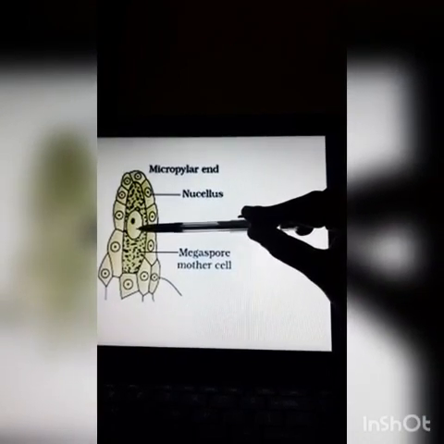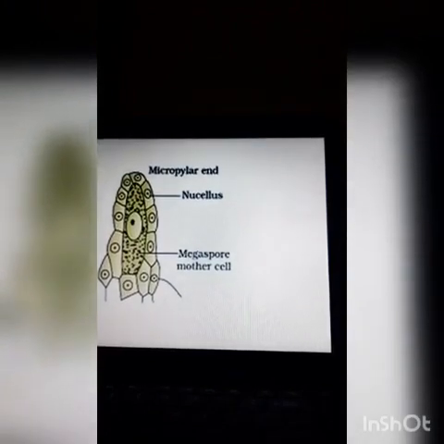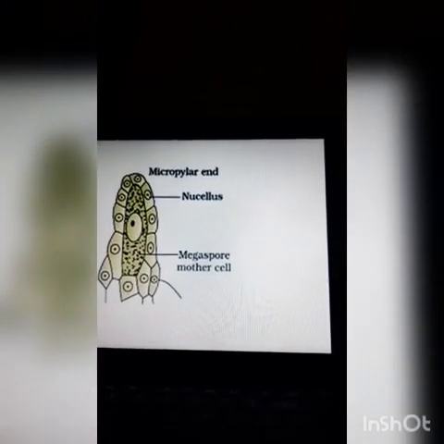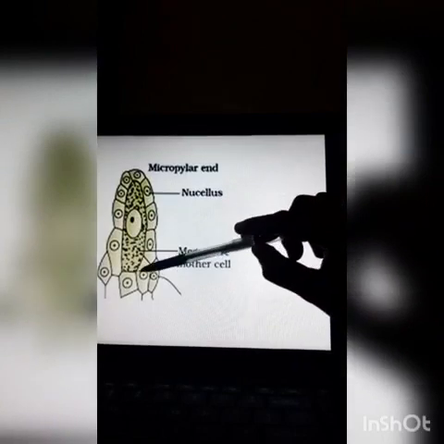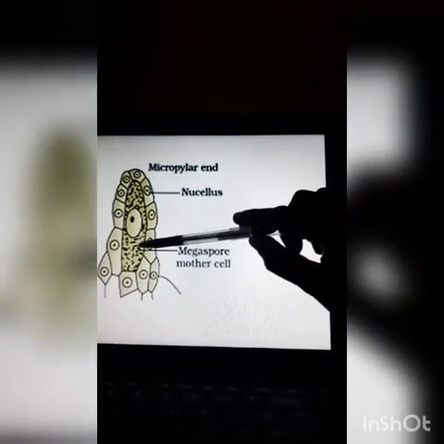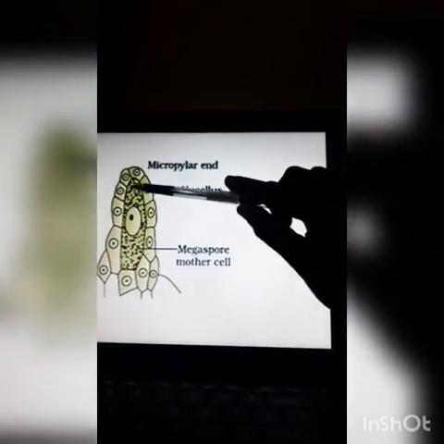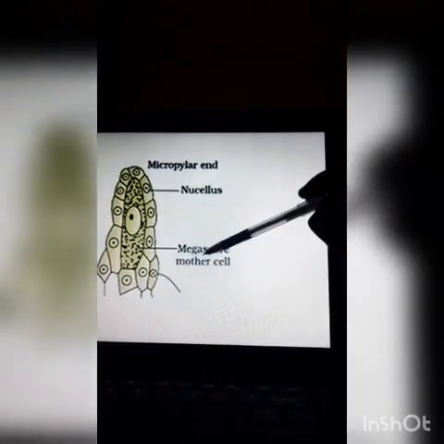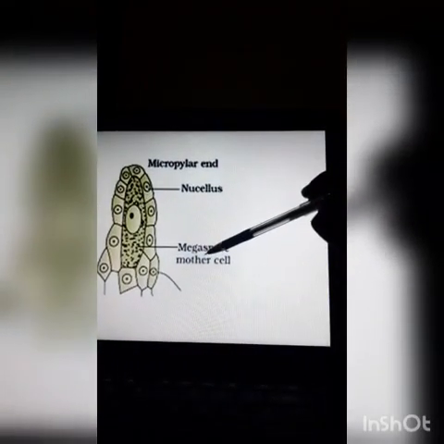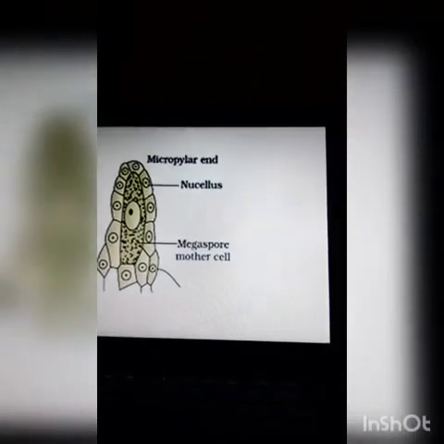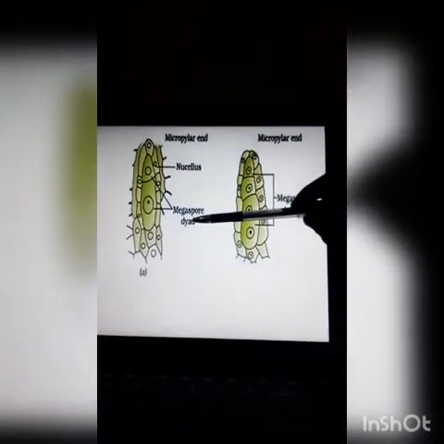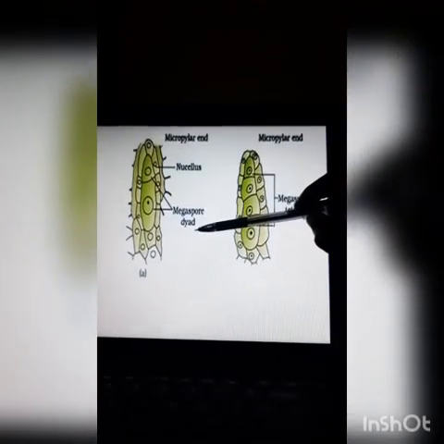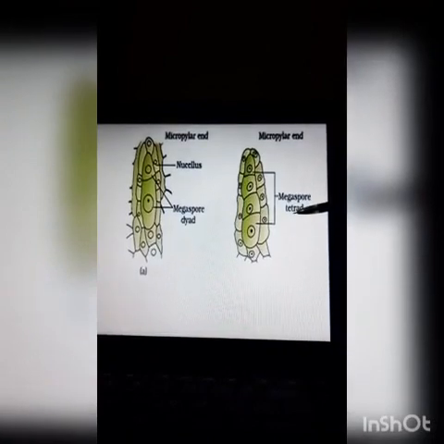Children, during the development of the male gametophyte, all the cells of the sporogenous tissue are capable of becoming microspore tetrads. Do you remember that? But here, only one single cell becomes the megaspore mother cell. Clear? The single megaspore mother cell undergoes reductional division, meiosis, for the development of the megaspore tetrad. See, first a megaspore dyad forms, then the megaspore tetrad forms.